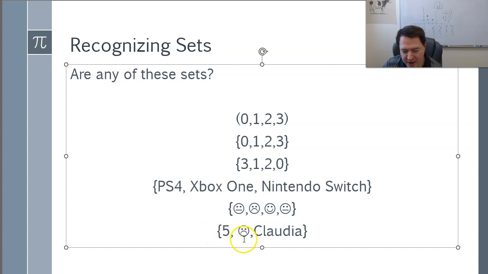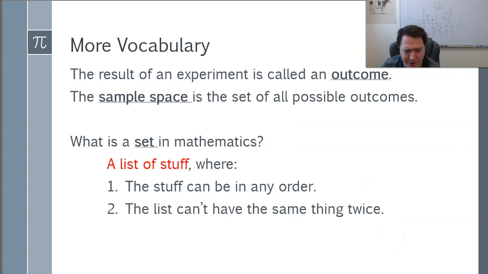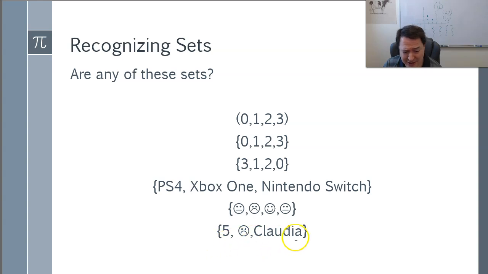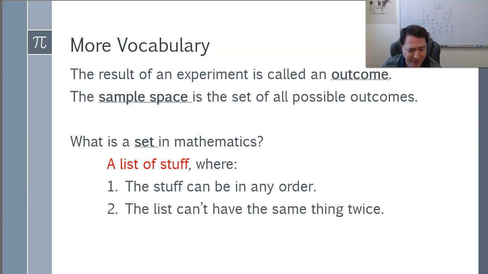All right. What about 5, sad face, Claudia? Well, I've got a number. I've got an emoticon or whatever, an emoji here, and I've got someone's name, right? These are completely unrelated things, but remember, it just has to be stuff. They don't have to be the same kind of stuff. It's just a list of some stuff. Okay, I didn't list anything more than once, so yes, this is actually a set. Okay, so getting back to the actual point here, the point was not what a set is, it's that a sample space is a special kind of set that lists out all the possible outcomes of an experiment.